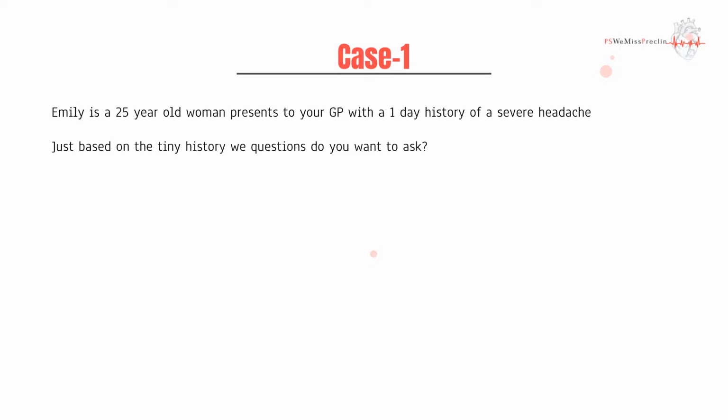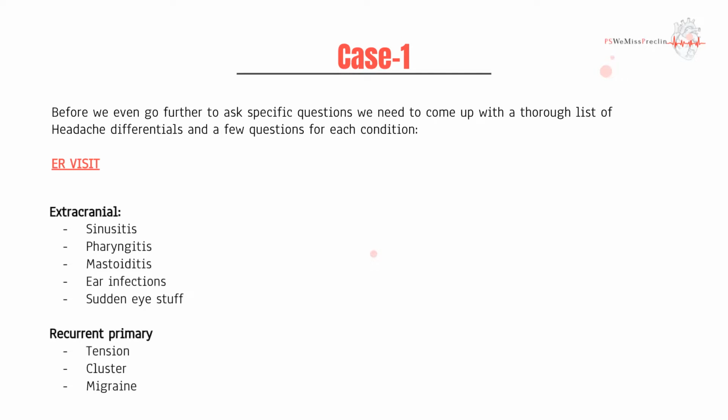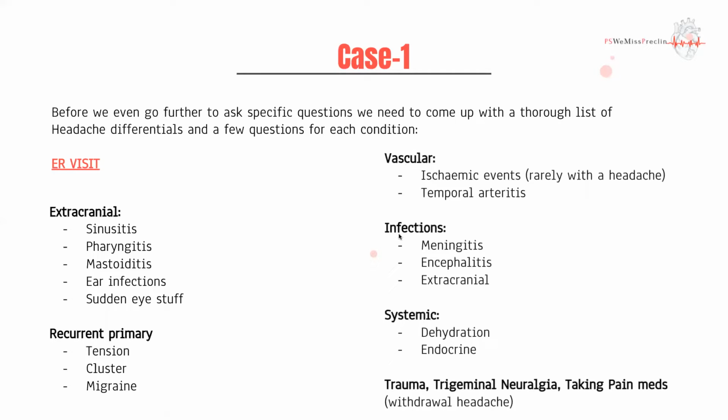When it comes to headaches, a really good way I like to classify my differentials is this acronym called ER visit. It's really, really useful specifically for headaches. ER visit stands for E for extracranial, R for recurrent primary, V for vascular, I for infections, S for systemic, and then you also have idiopathic, and then your T's: trauma, trigeminal neuralgia, as well as taking pain medications. And we'll talk about each one of these in a bit.